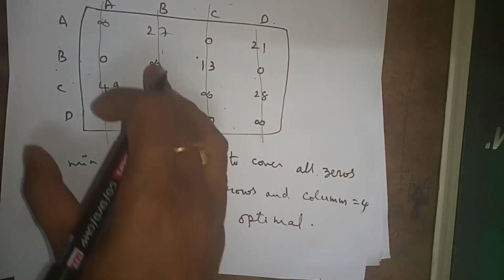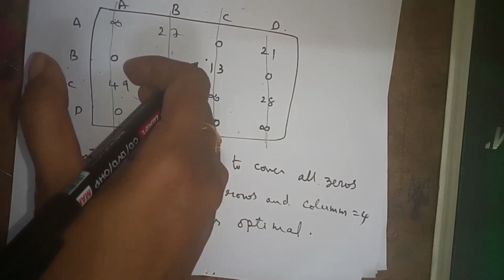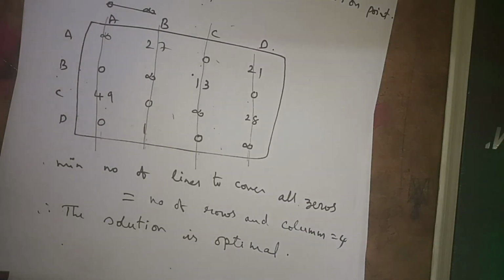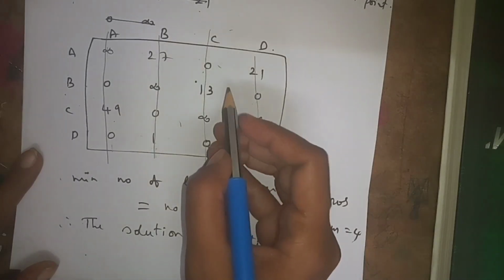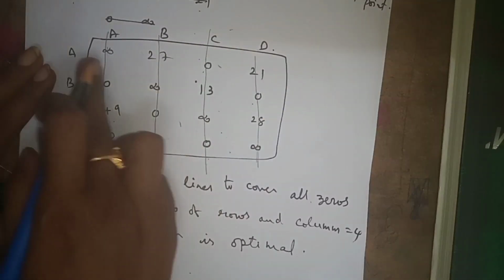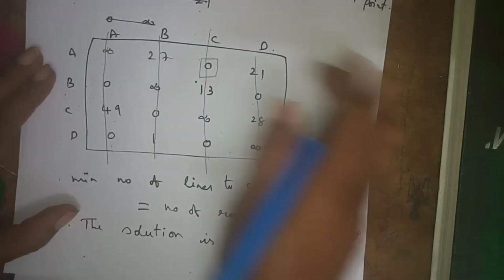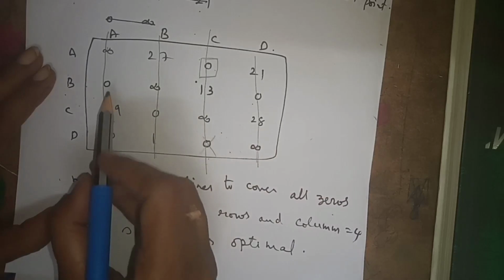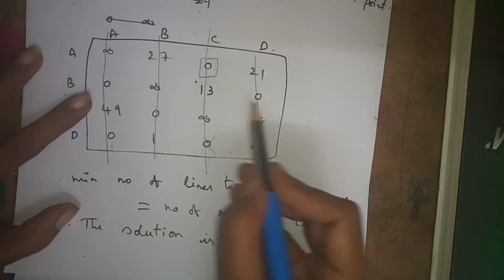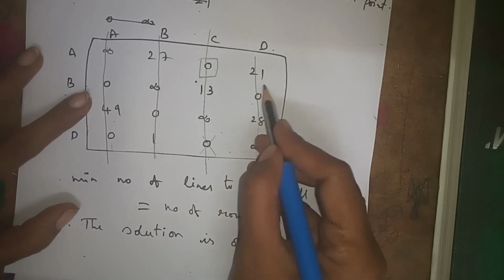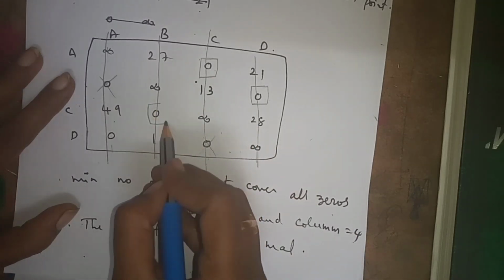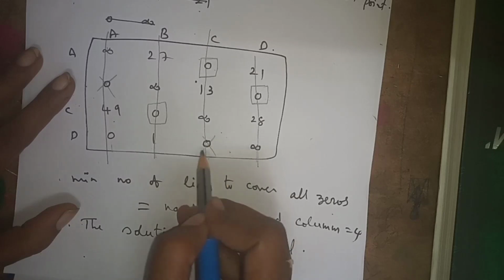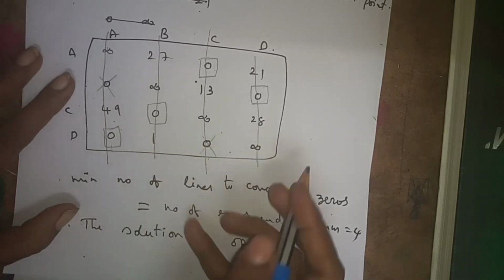Now, how to write the optimal solution? I'll tell you. To write the optimal solution, first we have to draw the boxes. How to draw the boxes? I will tell you. In the first row, if you see, only one zero is there. We will put one box here. That's why we'll cancel this. And in the second row, there are 2 zeros. Here I used a box, that's why I'll cancel this. Third here. And the fourth, this is cancelled, means only one is left over.